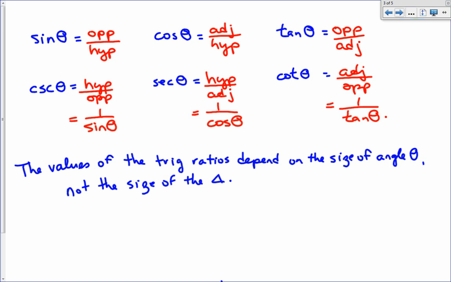So the value of a trig ratio, even though you're comparing the lengths of the sides, is actually dependent on the size of the angle, not on the size of the triangle. So if you have an angle of 23 degrees or pi over 4 radians in a triangle, the sides will always have the same proportion if the angle stays the same.